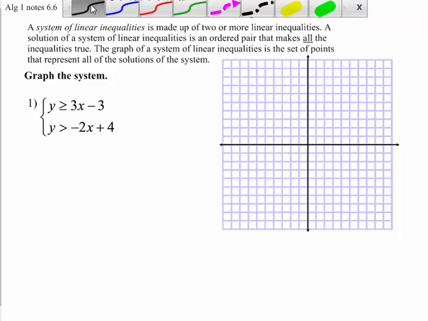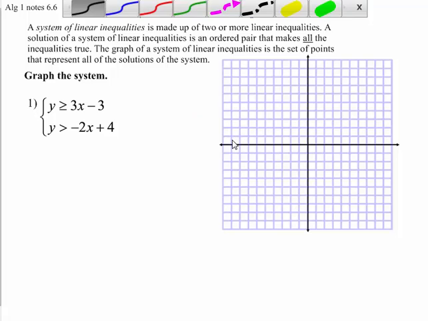Today, hopefully a short video, we're going to talk about some systems of linear inequalities. A system of linear inequalities is just like a system of equations. We're going to graph it pretty much the same, except we have to remember that we're dealing with regions here. Remember, we shade above or below. We're dealing with an actual region, not just a line.